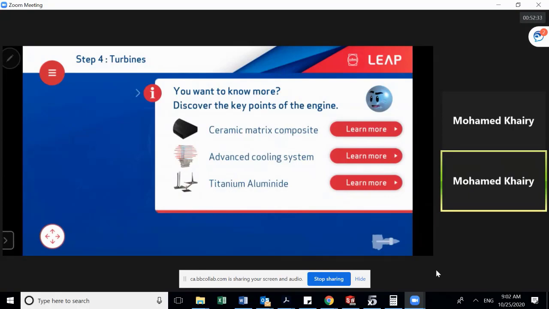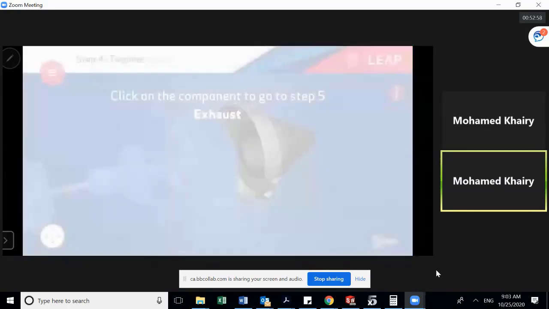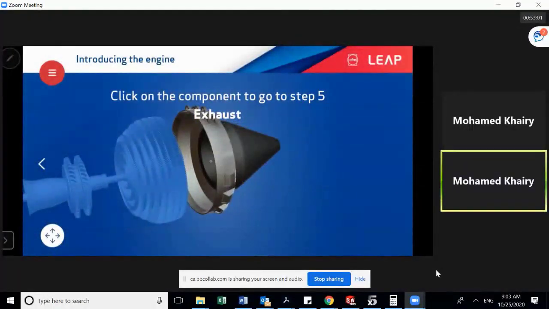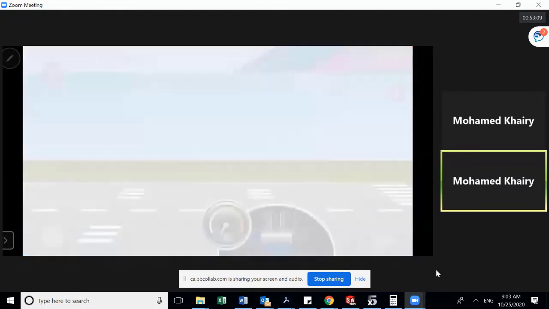And in the low pressure turbine, which is after the high pressure turbine, they use titanium aluminide. The temperature is not like the high pressure turbine, and that's why we don't use the ceramic matrix composite. And at the same time, we have used a material which features high strength and low weight. Okay? Now we'll go to the next and final step, which is the exhaust. This is where the gases will leave the engine with a very high speed. Okay? So we'll see it.